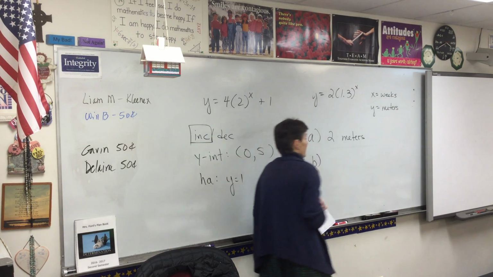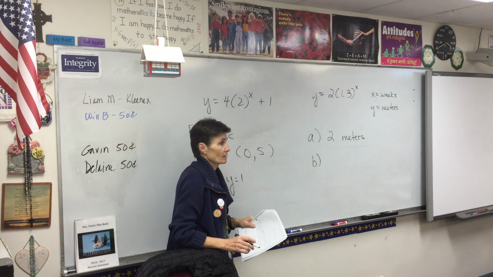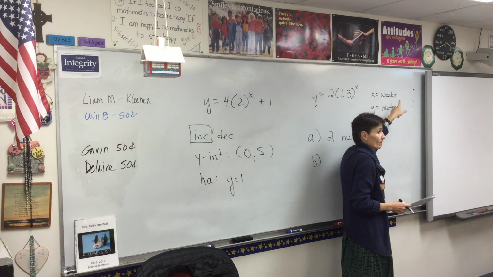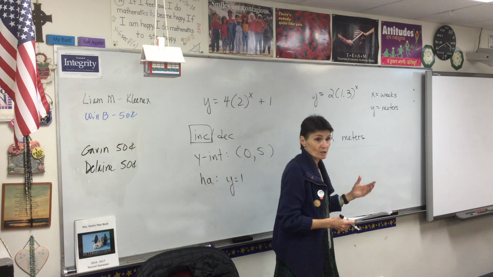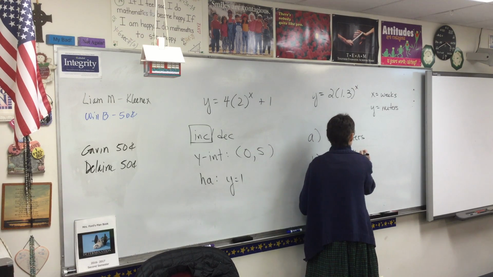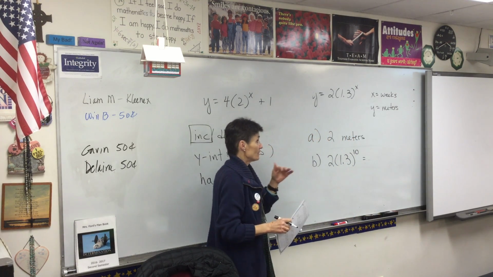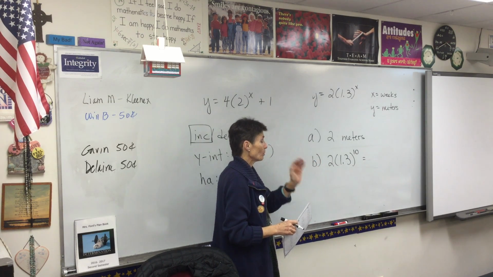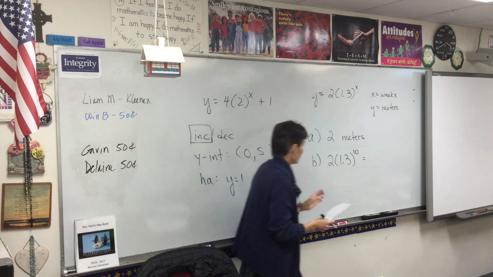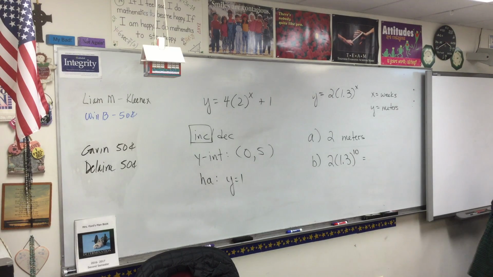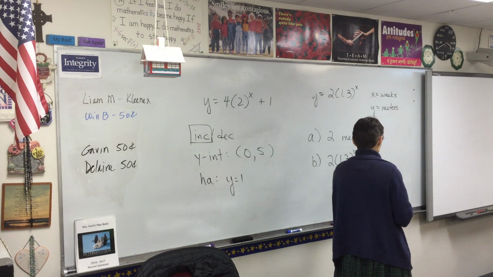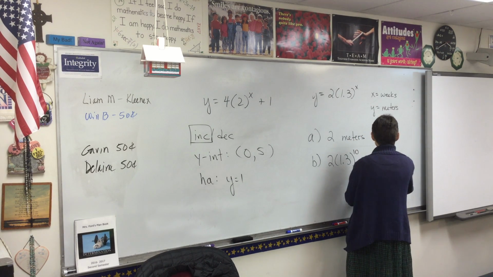What is the length after 10 weeks? Now, what does x stand for? The number of weeks. So we're just going to let x be 10. So 2 times 1.3 to the 10th. This isn't like a sequence. This is an actual problem where the variables have meaning. So x is the number of weeks. How long is it after 10 weeks? Well, 27.57 meters.